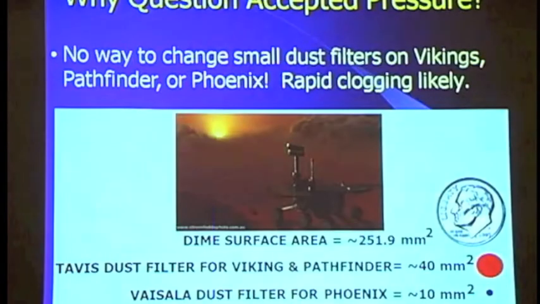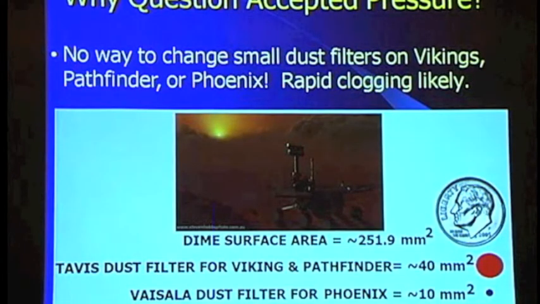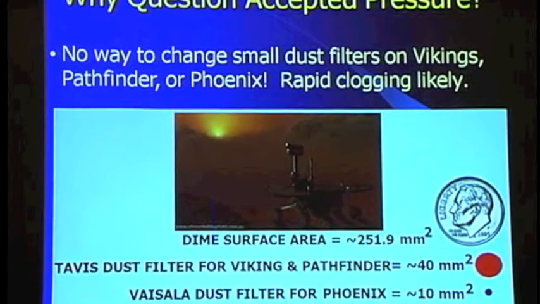Next. Now, you may all be thinking, well, we should know what the pressure is. The landers measured it. Well, here's the first caveat. All the pressure sensors were linked to dust filters. These dust filters could easily clog if the pressure were higher. There's no way to change them either. If this were the size of a dime, to scale, the red dot would be the Mars Viking and Pathfinder dust filters, and the dot below that, really tiny, 10 square millimeters, is a Phoenix dust filter.